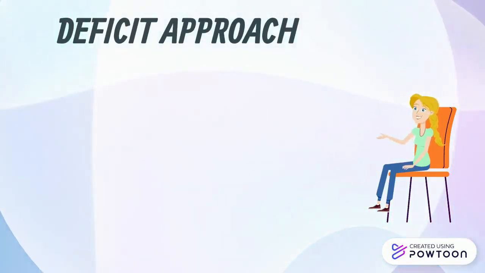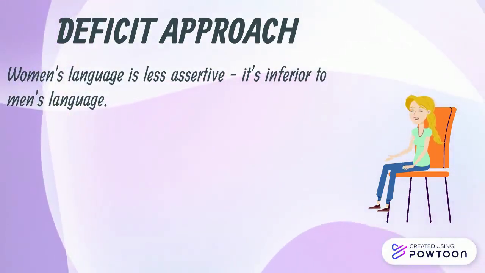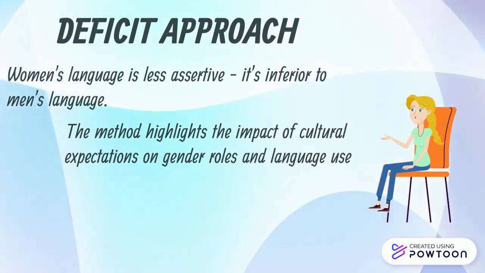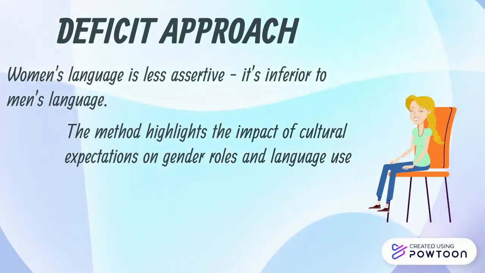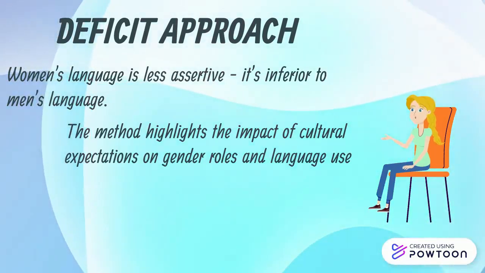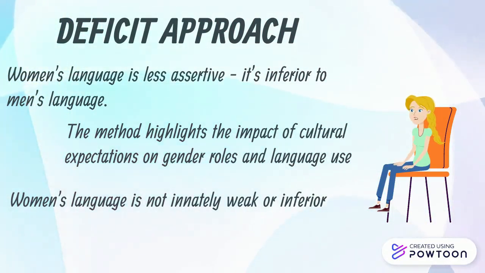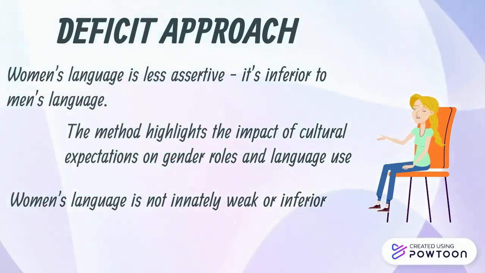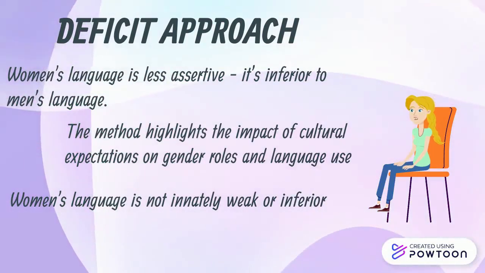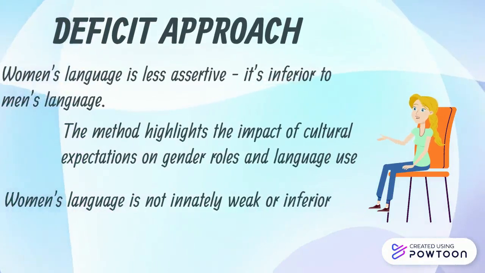The third approach is deficit approach. In this approach, women's language is less assertive. It's inferior to men's language. The method highlights the impact of cultural expectations on gender roles and language use, emphasizing the need to challenge prejudices and promote more inclusive communication. The deficit theory suggests that women's language is not innately weak or inferior, but rather a unique set of communication techniques that effectively achieve social goals and convey meaning.